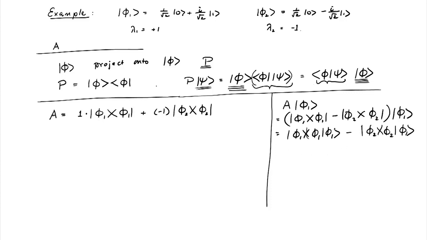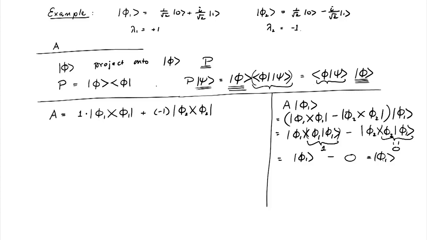Okay, but what's this inner product? Well, this is exactly 1. So you get phi 1 minus, what's this inner product? This is 0, because phi 1 and phi 2 are orthogonal. So you just get phi 1, right?